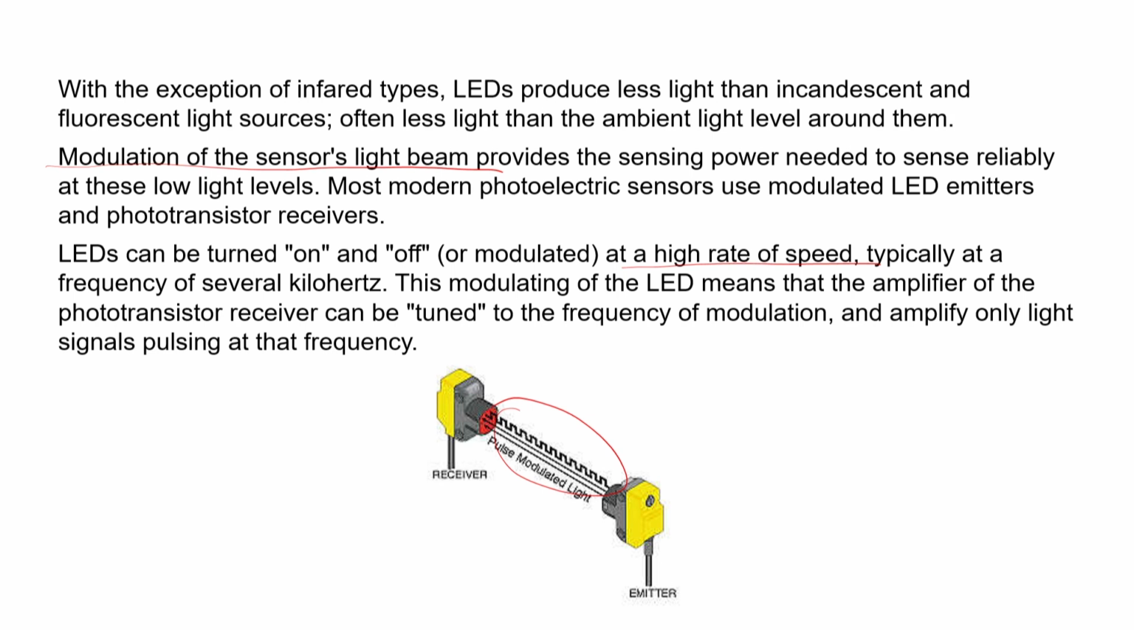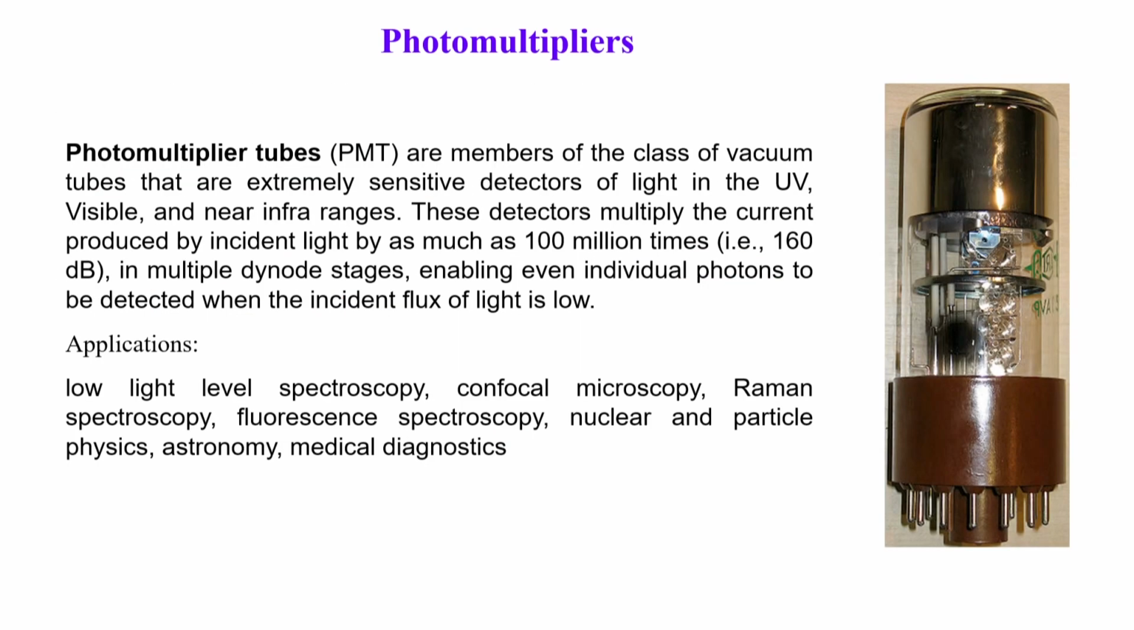Now, this is one way that you send a type of modulated signal, which can be of several kilohertz frequency. Another way is to utilize something which used to be used in earlier days in picture tubes, but today a semiconductor version of it is also there. It is called a photomultiplier tube or PMT. Now, what does the PMT do? It increases the photon density, sometimes up to the level of 100 million times. So, no wonder that it is used in low light level spectroscopy, things like confocal microscopy, Raman spectroscopy, fluorescent spectroscopy, nuclear and particle physics, astronomy, and medical diagnostics.